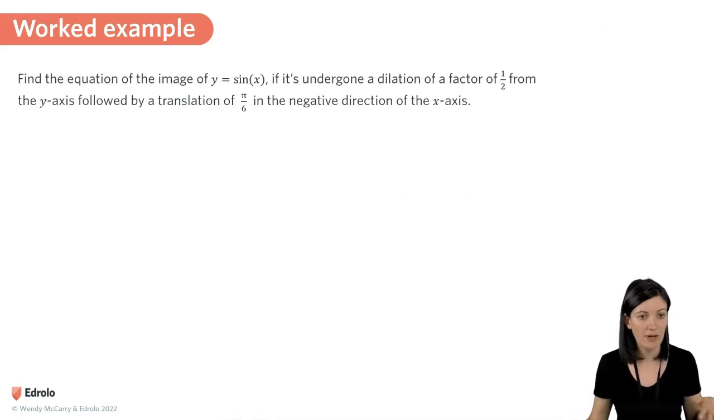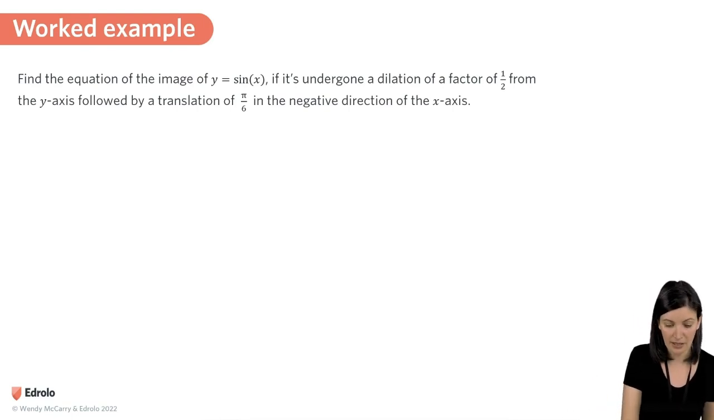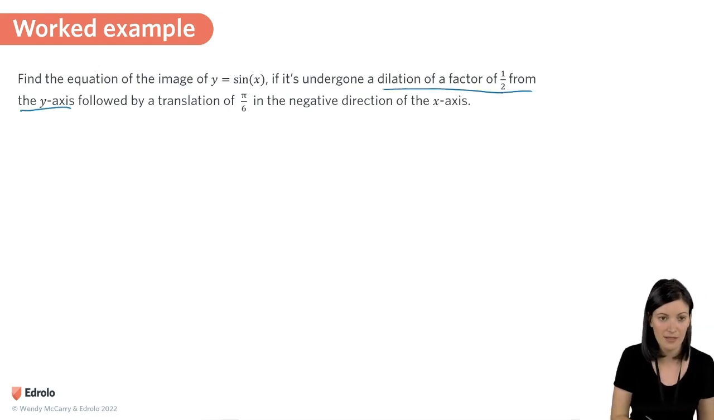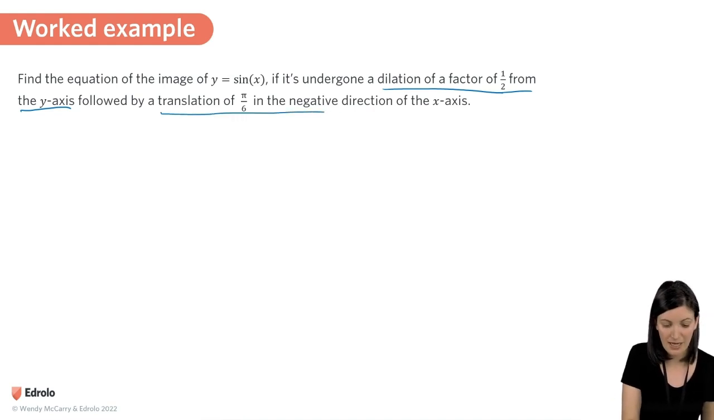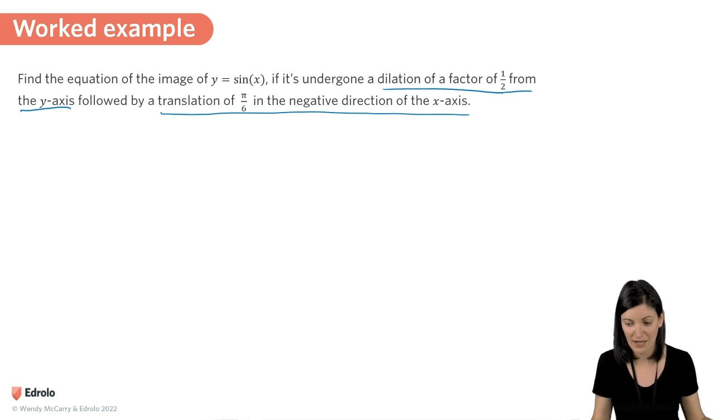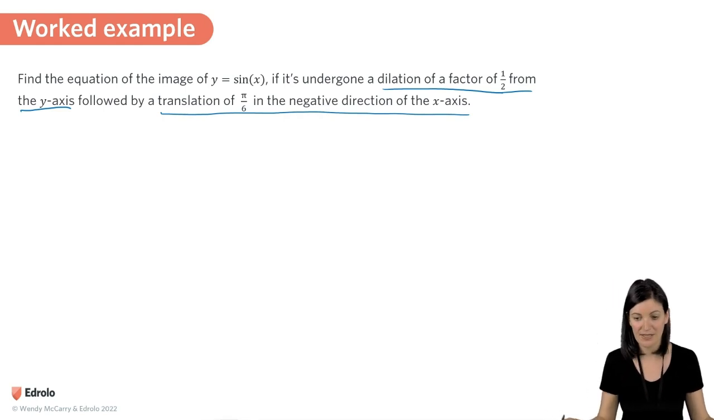Okay, so this time we want to find the equation of the image of y equals sine x if it's undergone a dilation of a factor of a half from the y-axis, followed by a translation pi on 6 in the negative direction of the x-axis. Okay, let's take a look at how we might build this. So I think I showed you in another video that I like to do this step by step.